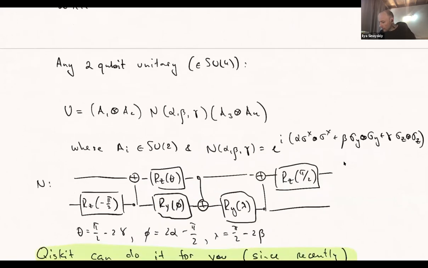And on the hardware, this is implemented via a circuit which looks like this. In order to implement it, you just need three CNOTs, which is very cheap by quantum computing standards.